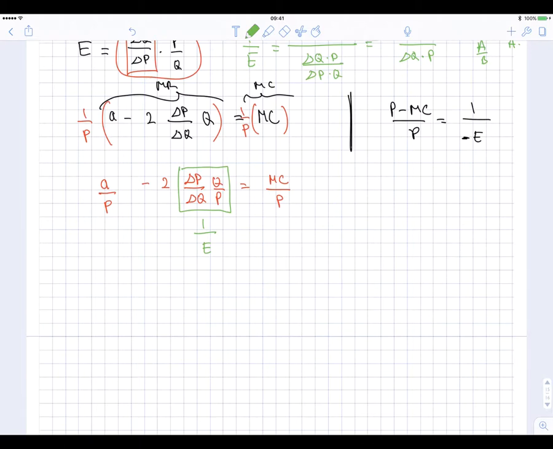So all of a sudden, you're starting to see things that are starting to look familiar. Okay? And what you need to do from here is rearrange this in such a way that on the left-hand side, you really want to have P minus MC, right? That's really what you want to have over P. And here, you just want to have this left over. So this bit here, if I take this bit here, without the 2, what is this? This is the same thing as 1 over the absolute value of E.